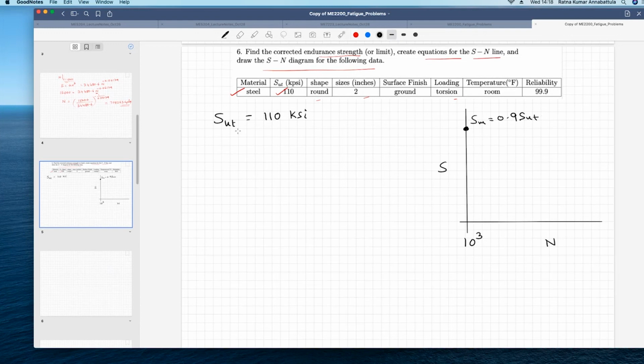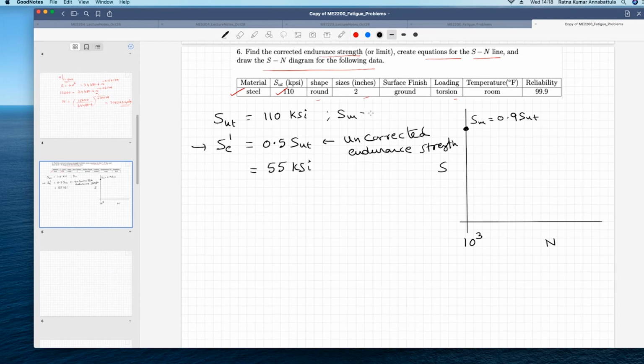And SE dash for steel, that is uncorrected endurance strength, is 0.5 SUT. What is that called? Uncorrected endurance strength for steel. So what will be SE dash? SE dash is equal to 110 by 2, that is 55 KSI, and SM is equal to 99 KSI, because 0.9 times 110 is 99 KSI.